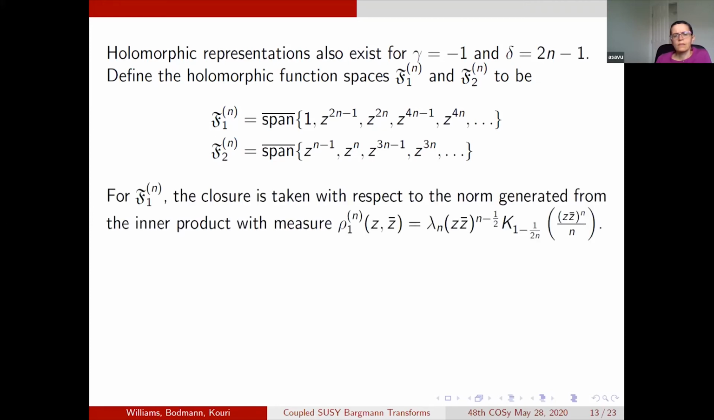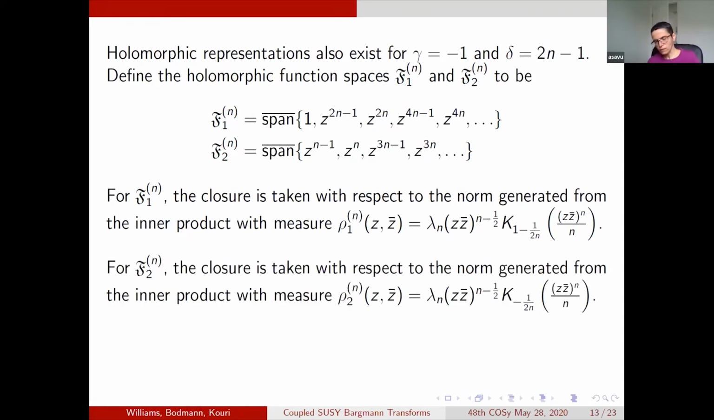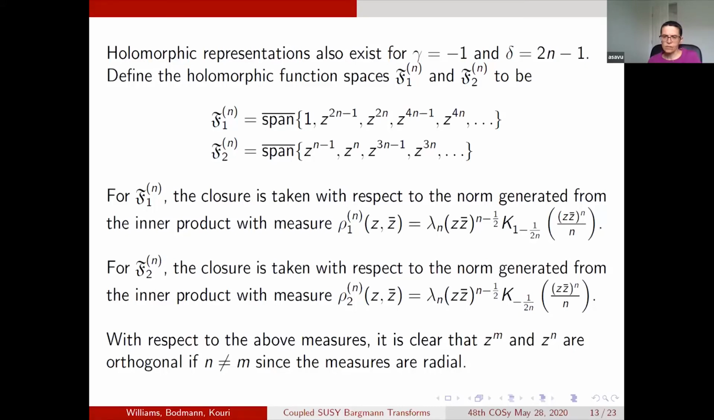And the closure is taken with respect to these. K here is the K Bessel function. It's horrible, don't worry too much about that, but just know it's positive, or rather non-negative, so it's a good measure. And then same thing for F2. The only difference is the order changes on the Bessel function. And these are actually radial, so that Zm and Zn are actually orthogonal if n and m are different. So that's a nice thing that you want.